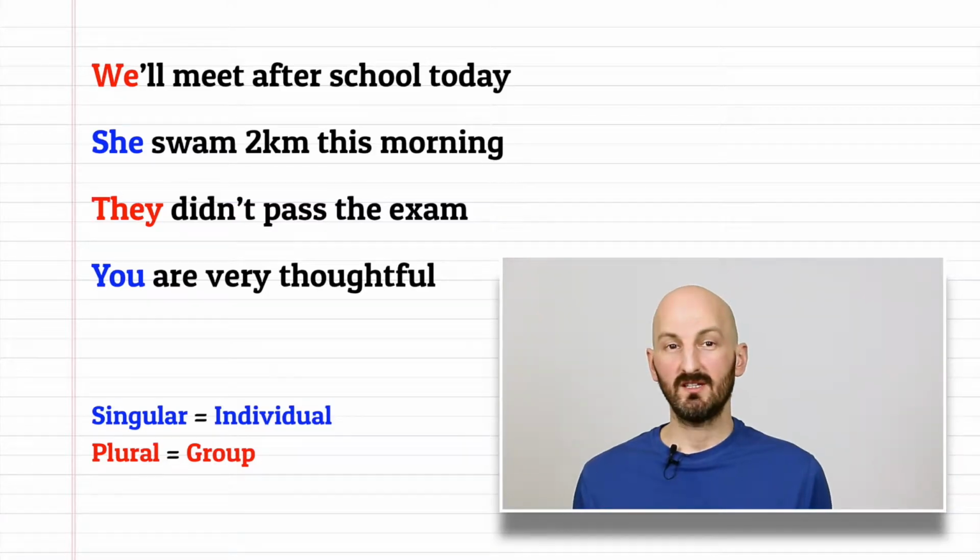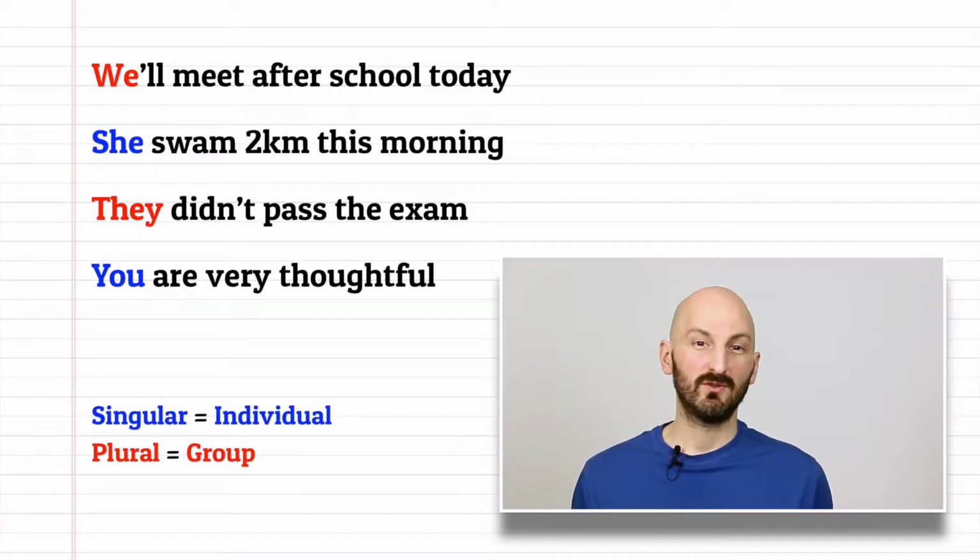When we talk about pronouns, we think about a conversation between 2 people. In each conversation, there's a speaker and a listener, and we choose the correct subject pronoun depending on who is speaking and who is listening. The group pronouns each describe 2 or more people. Other simple examples of subject pronouns are: we'll meet after school today; she swam 2 kilometers this morning; they didn't pass the exam; you are very thoughtful.